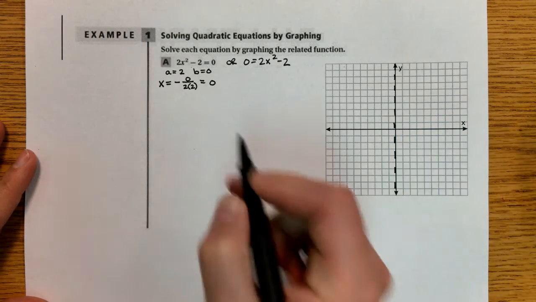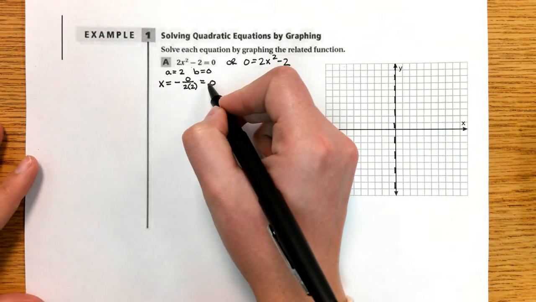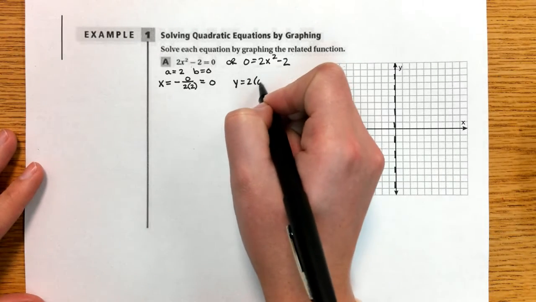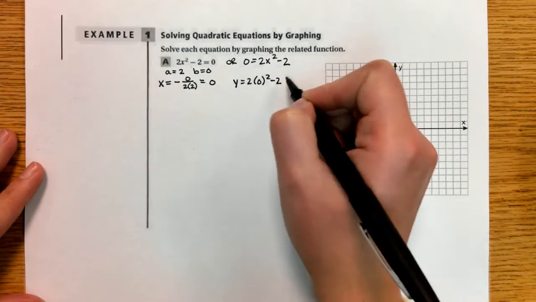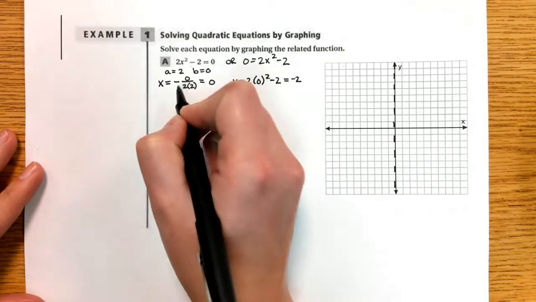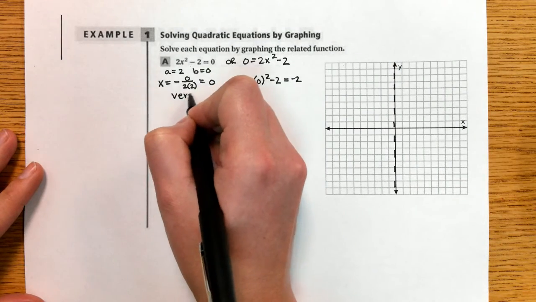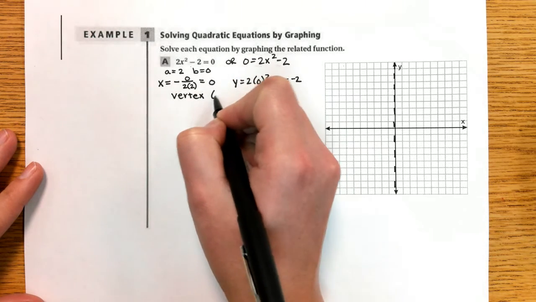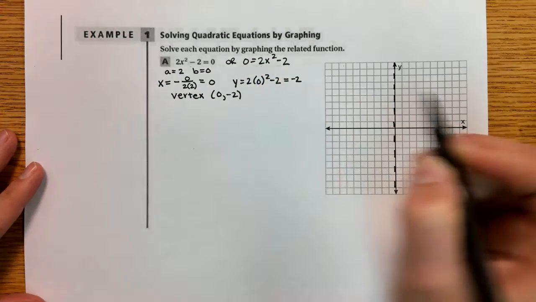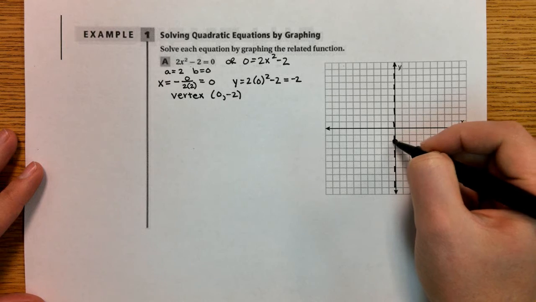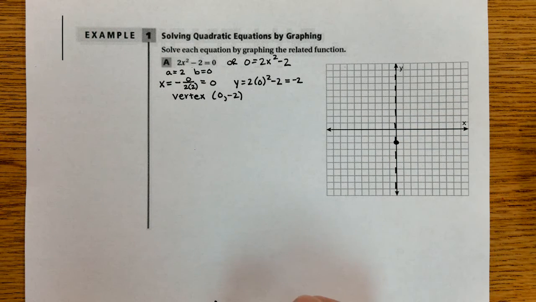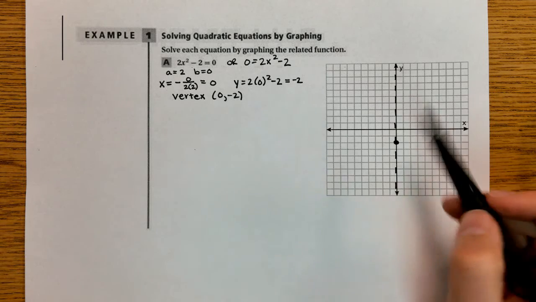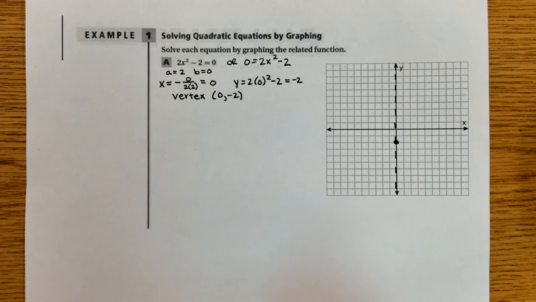And then to find our vertex, we're just going to substitute in 0 for x. So y equals 2 times 0 squared minus 2. And that's going to give us negative 2. So our vertex is 0, negative 2. So 0 down to right here. Okay? And then our y-intercept is actually the same thing because that's where it crosses the y-axis.